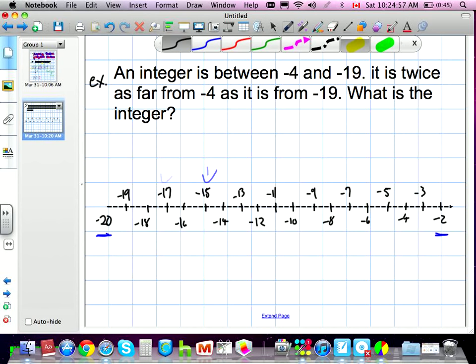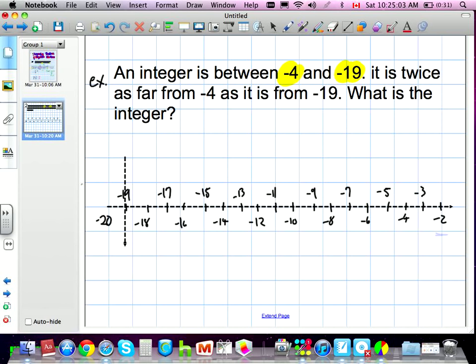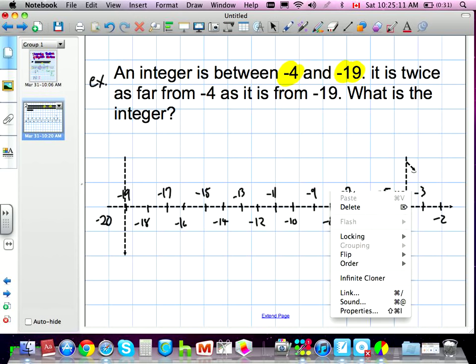But what do we need to go to in this question? Negative 4 to negative 9. Yeah, so we're working with numbers between that. So let's draw a little line here. Negative 19 to negative 4. That's what we're working with here. Okay? So we've got to find things.